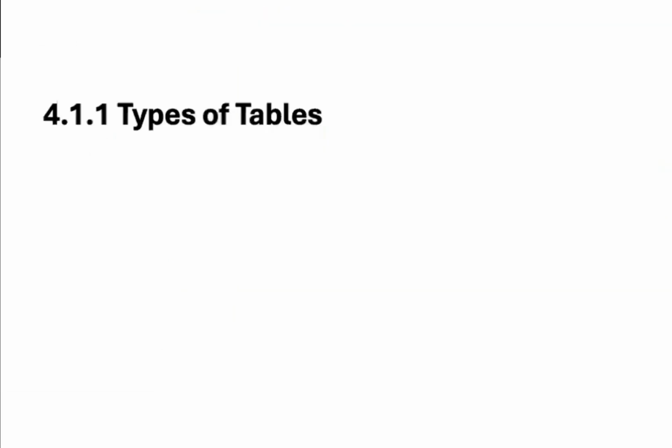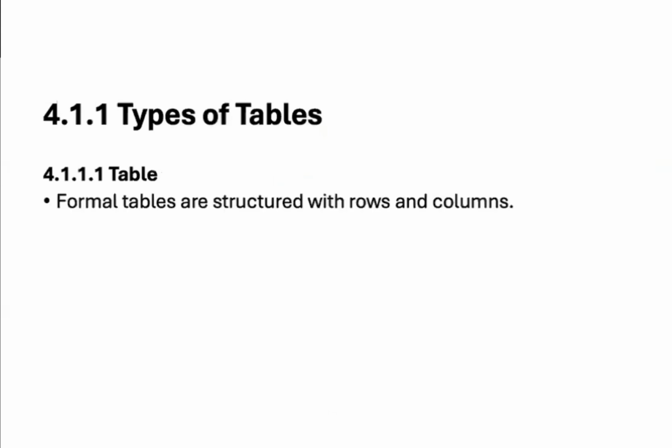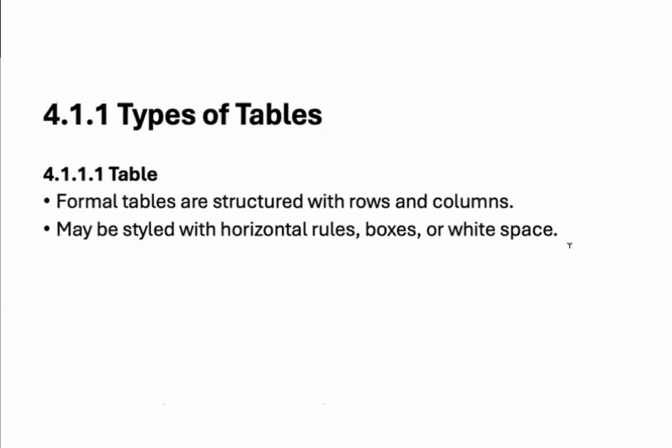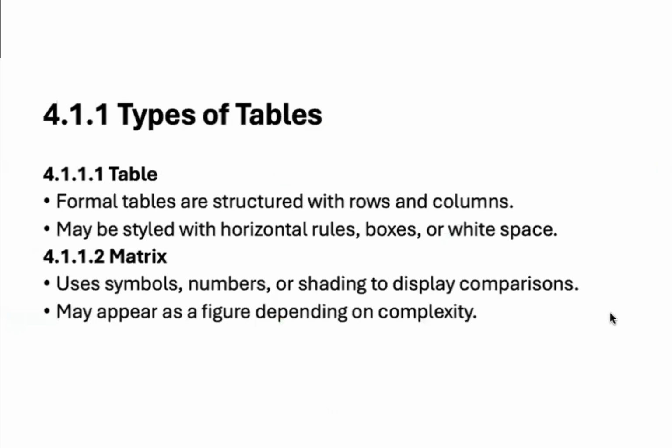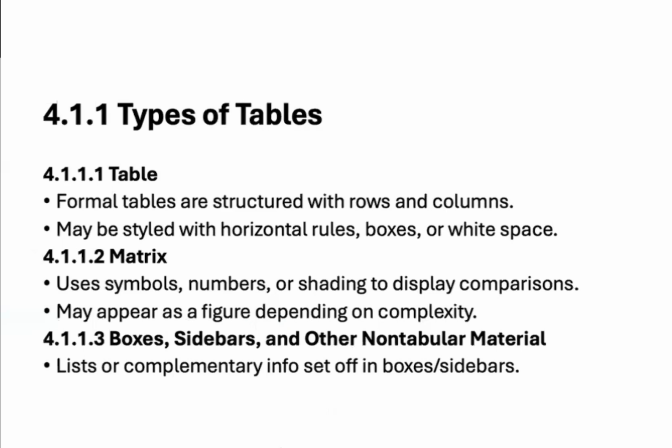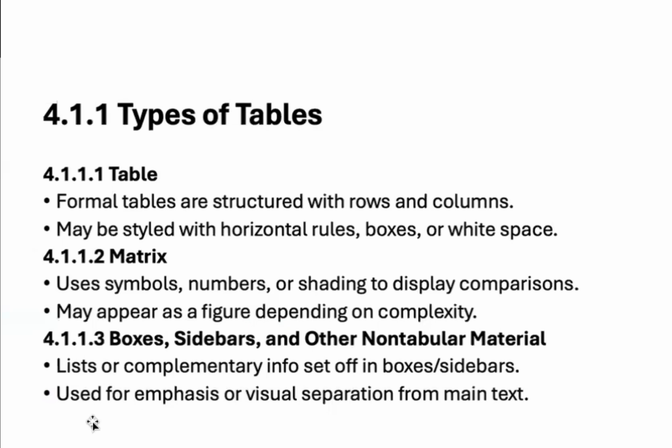Section 4.1.1 talks about the different types of tables. You have your basic table with your rows and columns, maybe styled with horizontal rules, boxes or white space. A matrix uses symbols, numbers, or shading to display comparisons, and they may appear as a figure instead of a table, depending on the complexity. And then boxes, sidebars, and other non-tabular material. We've actually got a separate lesson for that. They're used for emphasis or visual separation from the main text.